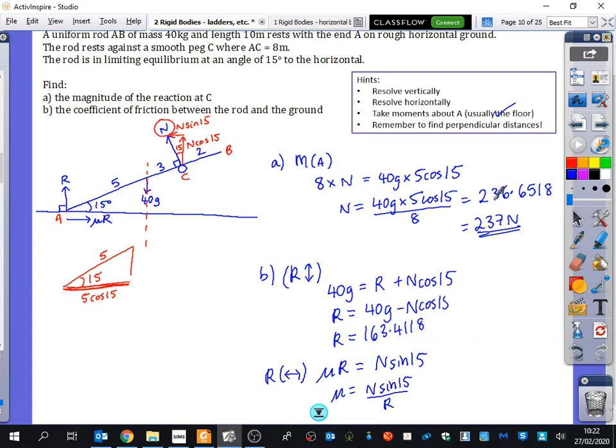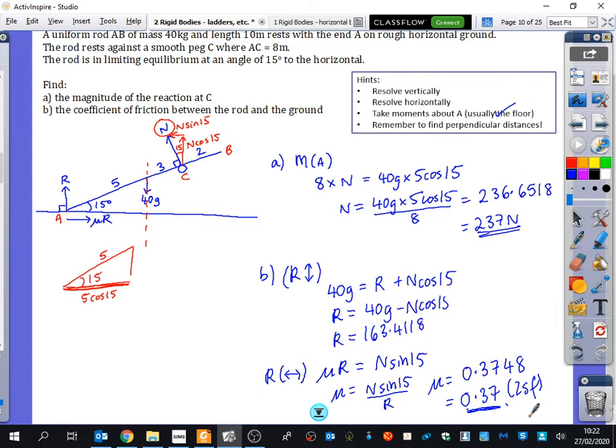Now we know what R is and we know what N is. So mu is equal to 236.6518 sine 15 divided by 163.4118, which is 0.3748. Now we've done potentially some rounding here, so I'm just going to say 0.37 to 2 significant figures. You have to use the unrounded values if you can, or else you get something like 0.36.